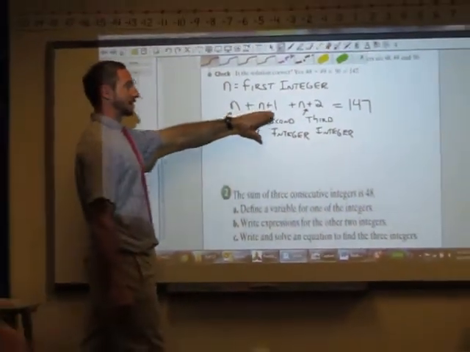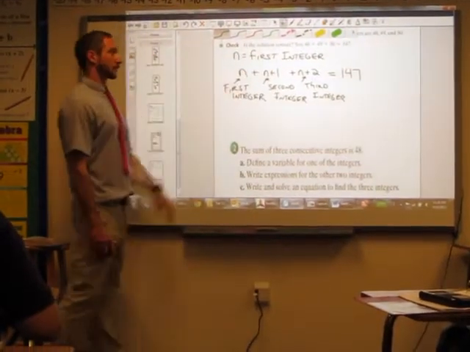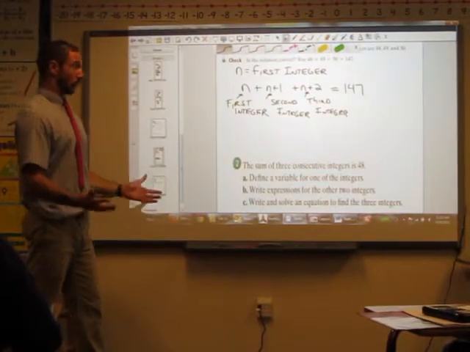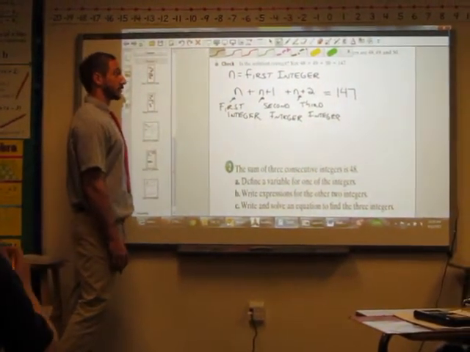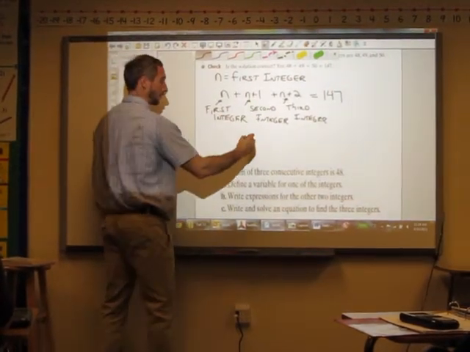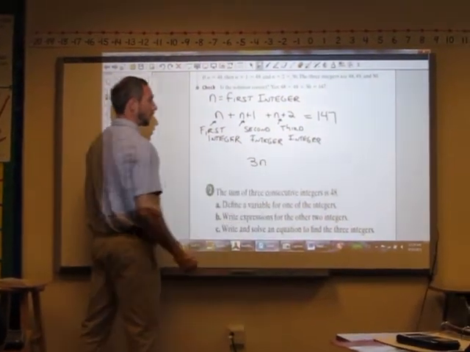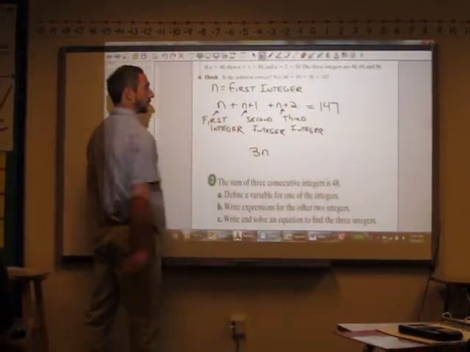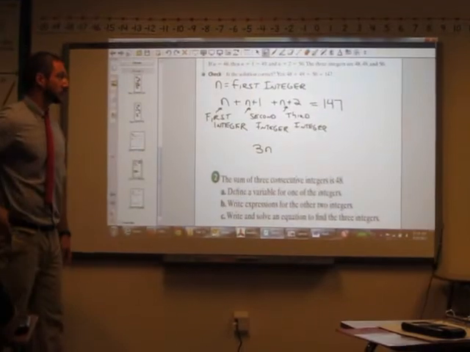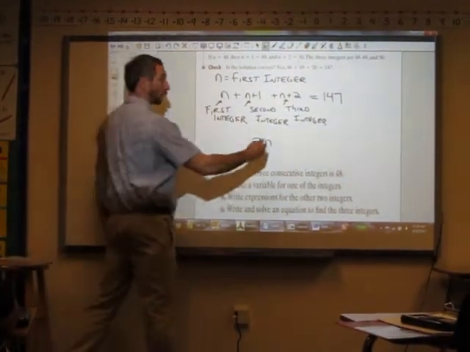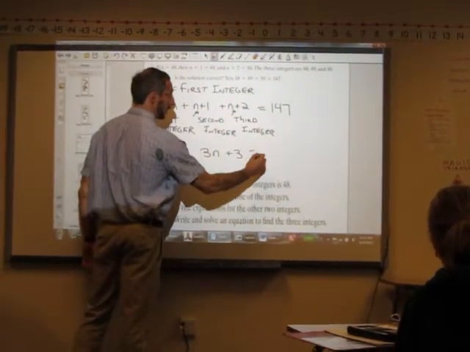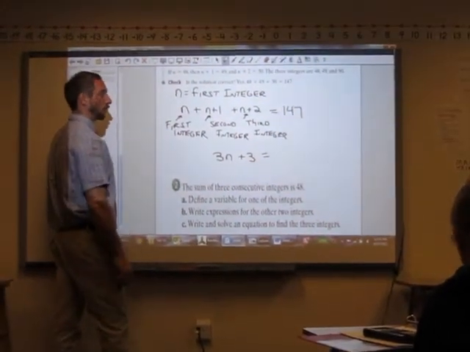What can I do with the left side of my equation right here? Do I have any like terms? What do we do with like terms? Add them together. Combine, right? How many n's do I have? 3. So we have 3n. What are these numbers without variables called? Constants. How many constants do I have? 1 plus 2, I have a total of 3. Okay, and that's set equal to what? 147.